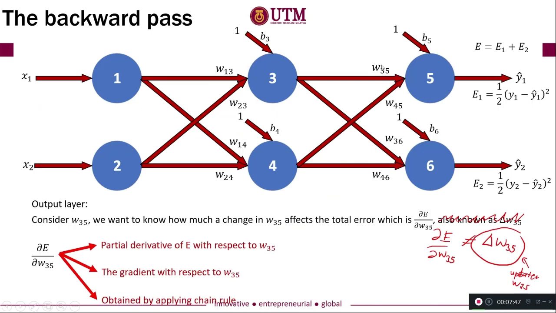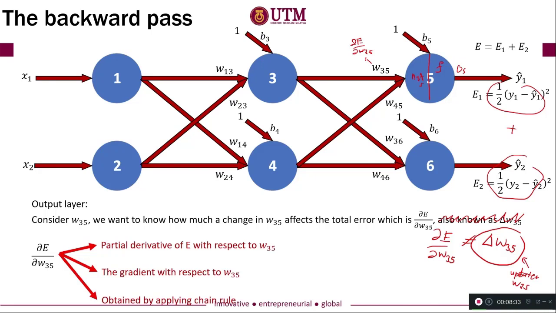okay, to find del E, again we want to find at this position, del E over del W35. So from here, this is the expression. Of course, the total error must be this one plus this one. Here you remember that we have a net there. This one is net 5. This one is your y05. So of course we have the activation function there.